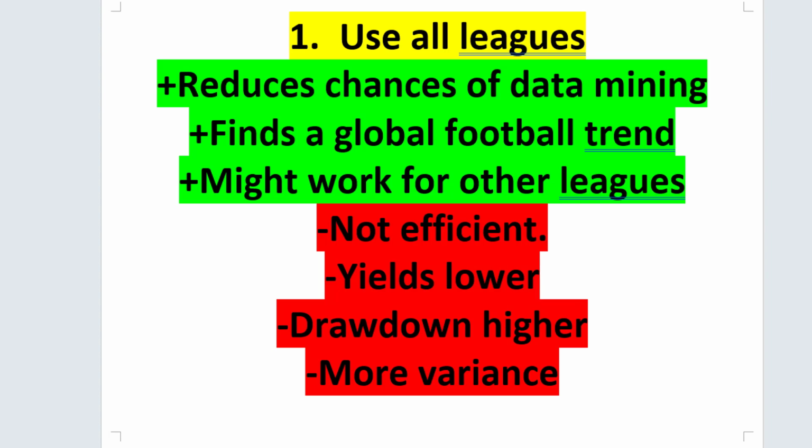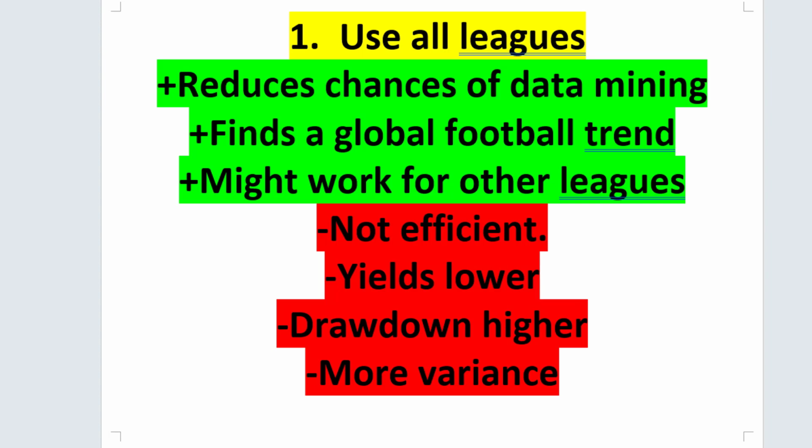Some of the negative things about using an all leagues method is that it's not really efficient, because we'll be betting on some leagues where the trend is not as pronounced. And therefore the yields are going to be lower, and because we're betting on a higher volume of games, some of which the trend is not as pronounced, the drawdown's going to be higher, and there's going to be more variance. There's going to be bigger losing streaks, but also higher winning streaks.